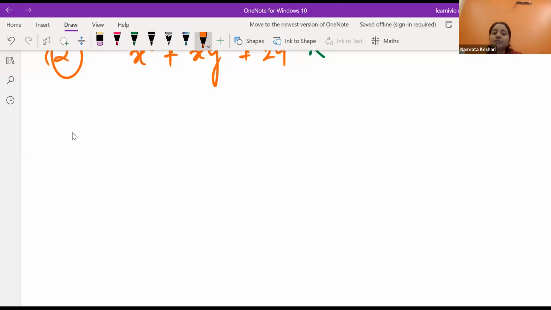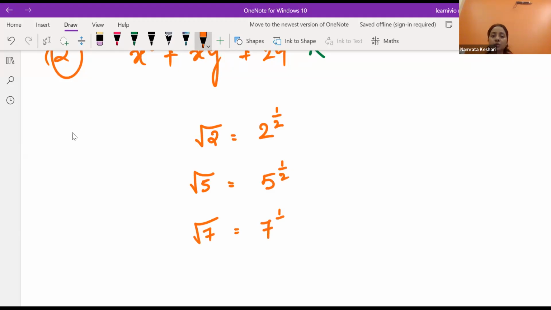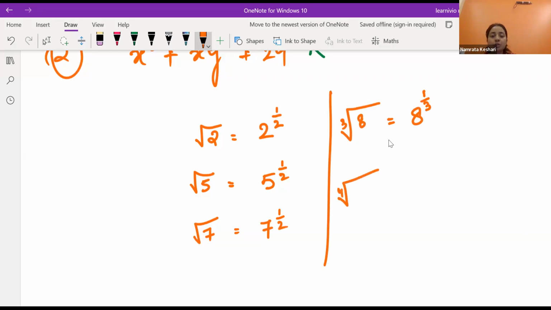The first rule is, if we are having the square root of 2, that can be written as 2 to the power 1 by 2. The square root of 5, in exponent form, we can write as 5 to the power 1 by 2. The square root of 7, in exponent form, we can write as 7 to the power 1 by 2. The cube root of 8, in exponent form, we can write as 8 to the power 1 by 3. The fourth root of, suppose, 16, we can write as 16 to the power 1 by 4.